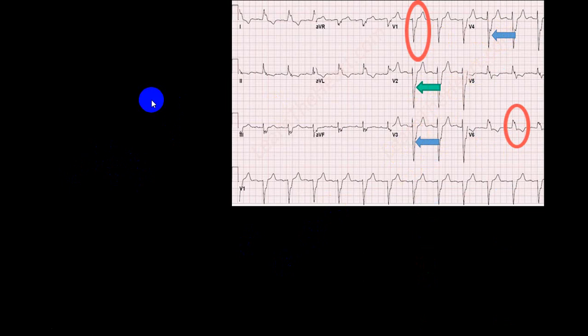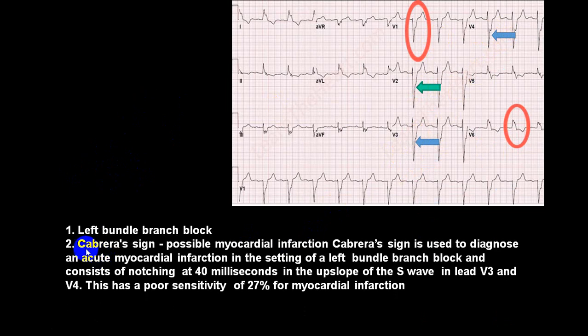This particular finding which you can come across is called the Cabrera sign. This is in the presence of left bundle branch block. If you get a notch on the upslope of the S wave in leads V2 to V4, it is in favor of myocardial infarction. And if the person already has chest pain, it is one of the findings in favor. But the sensitivity is very poor. Still, this is one of the findings. If you get it once in a while, you can pick it up.